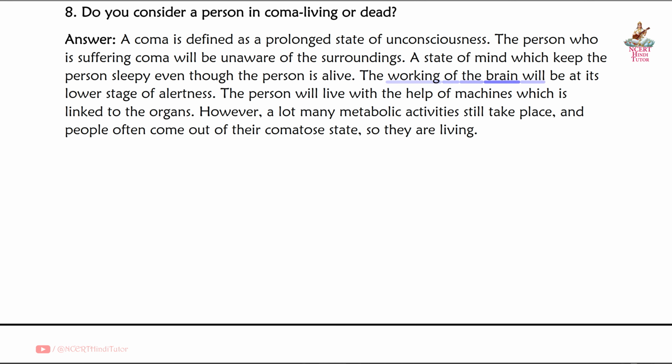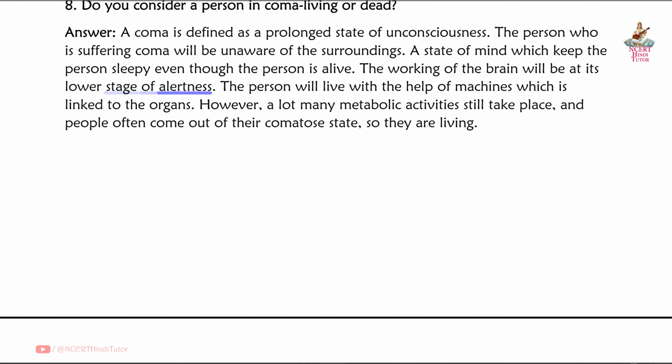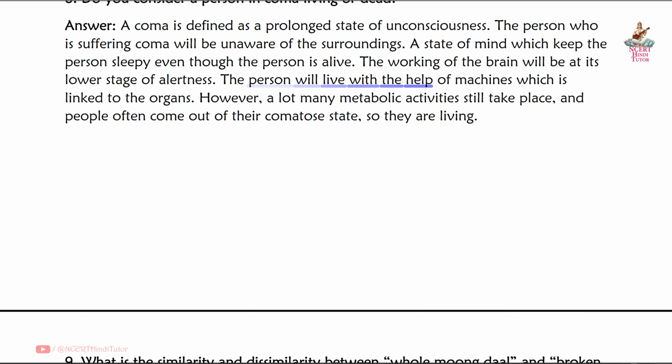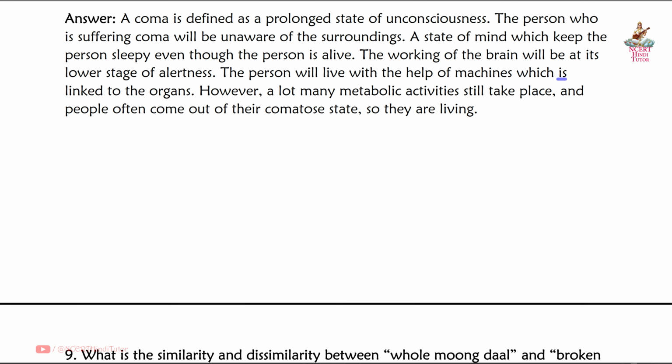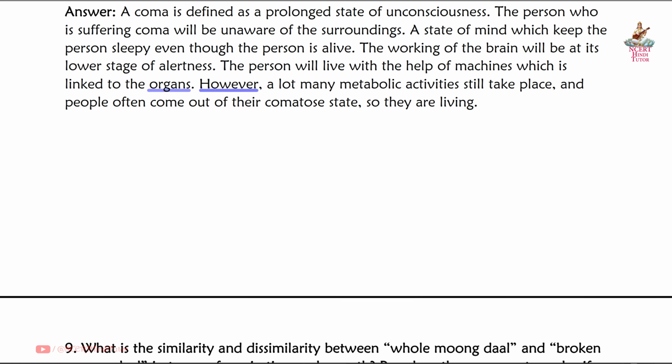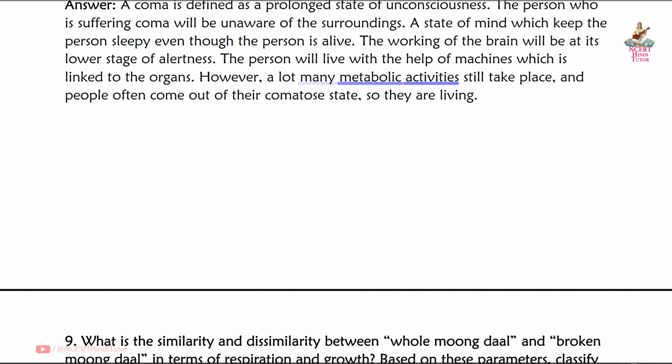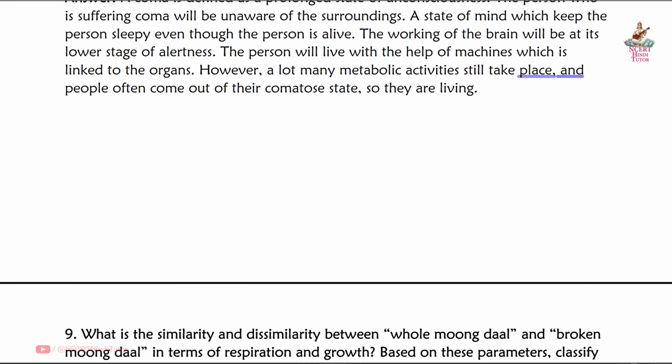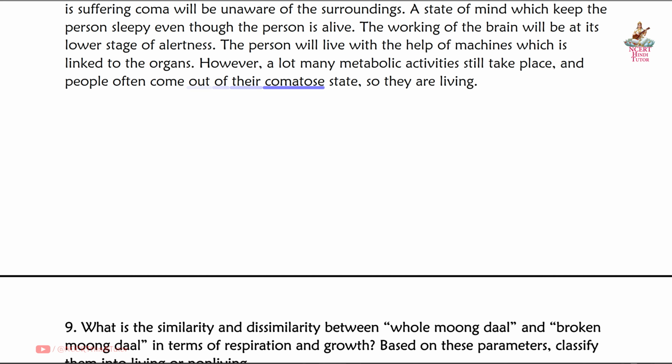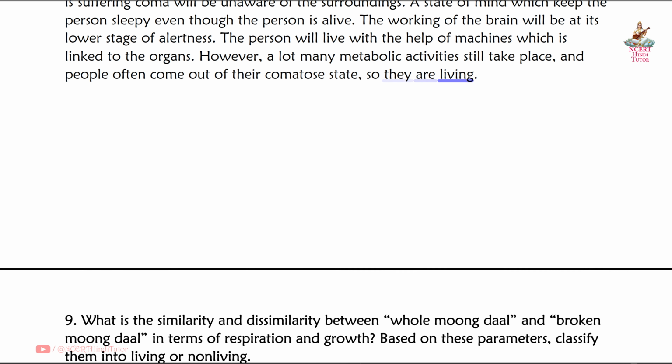The working of the brain will be at its lower stage of alertness. The person will live with the help of machines which are linked to the organs. However, many metabolic activities still take place, and people often come out of their comatose state, so they are living.